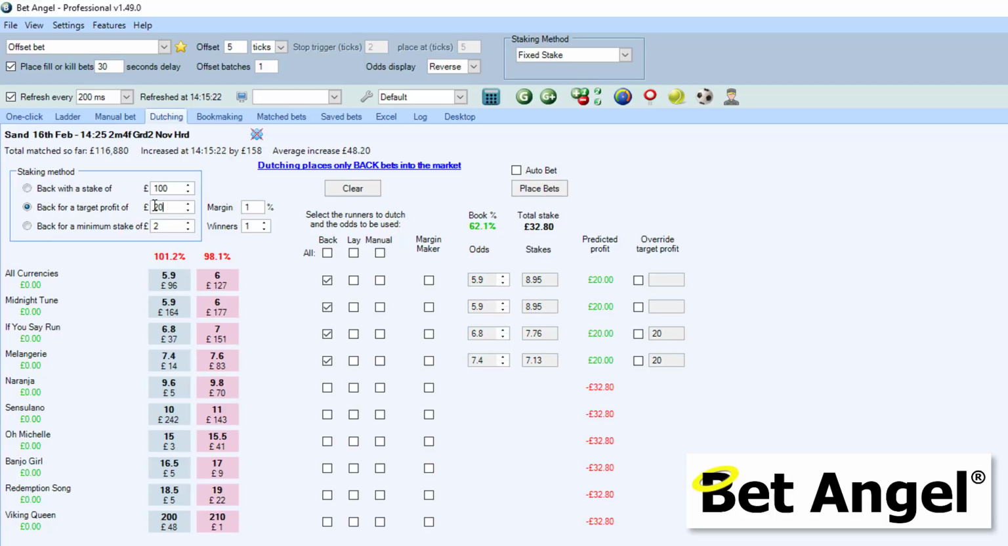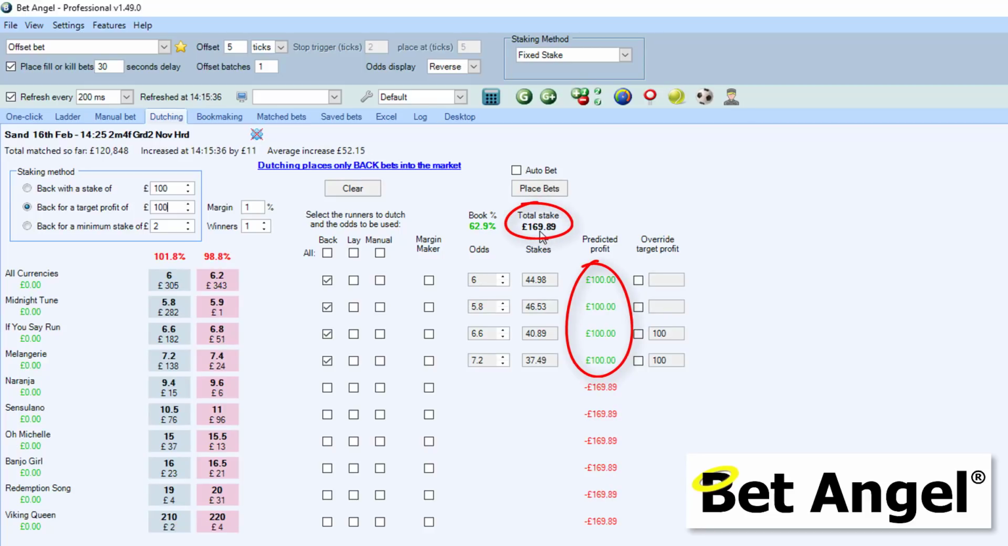So I could actually say, well, okay, I want to win £100 if any of those front four go on to win. And what BetAngel does now is it flips the equation around and says this is the profit that we require, and therefore this is the stake that will end up being required to produce that payoff. So we're backing 62% of the book. We're going to earn £100 if any of those front four go on to win this race. However, if they don't, it's going to cost us £165.